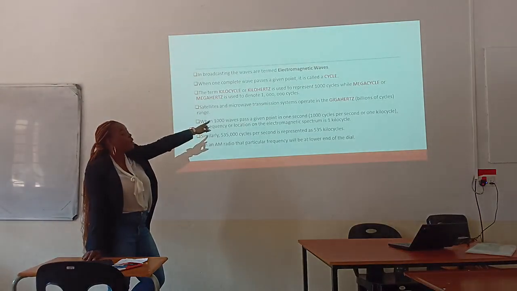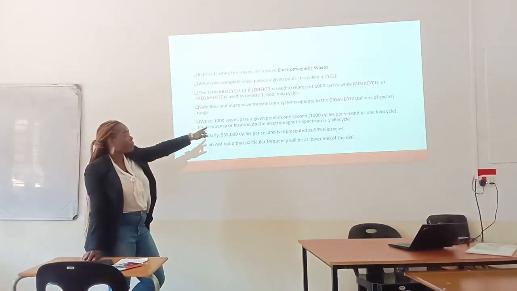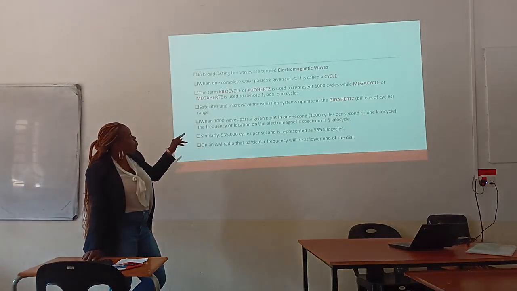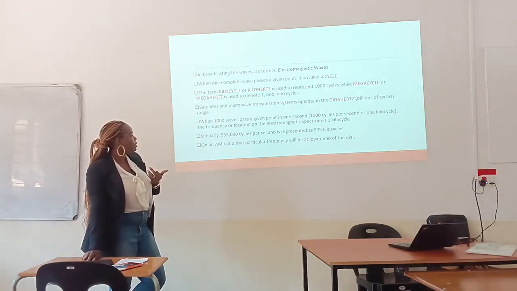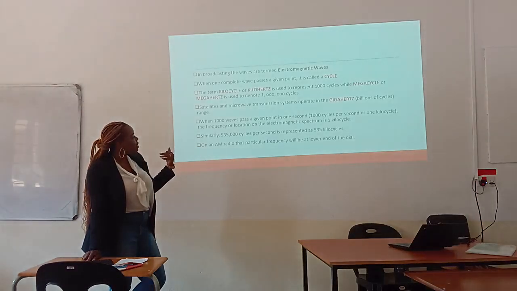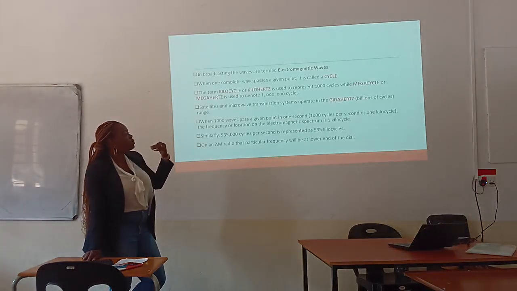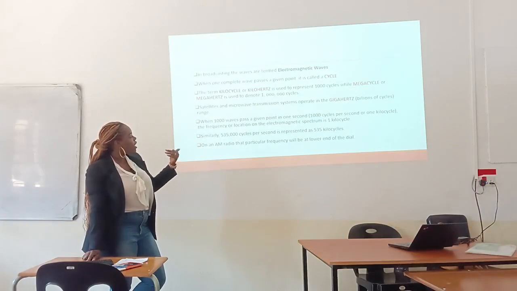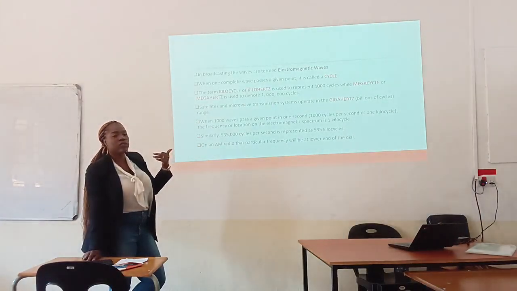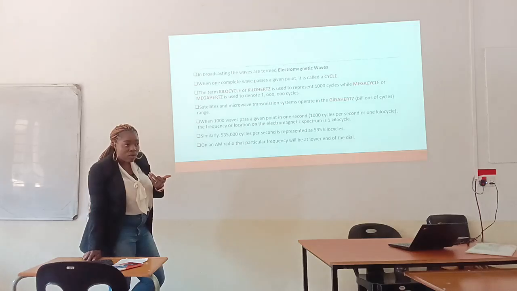Satellites and microwave transmissions. When 1,000 waves pass a given point in 1 second, the frequency or location on the electromagnetic spectrum is 1 kilocycle or kilohertz. Similarly, 535,000 cycles per second is represented as 535 kilocycles. On AM, that particular frequency will be at the lower end of the dial because they use low frequency.